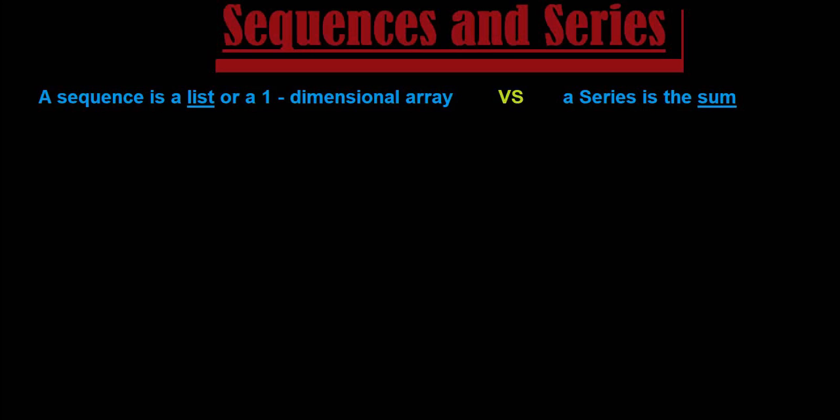Today we are going to talk about what sequences and series are, what the differences between them are, and what the sequence of partial sums is. The main difference between a sequence and a series is that a sequence is a list or a one-dimensional array, whereas a series is a sum of the list up to a specific term or infinity.